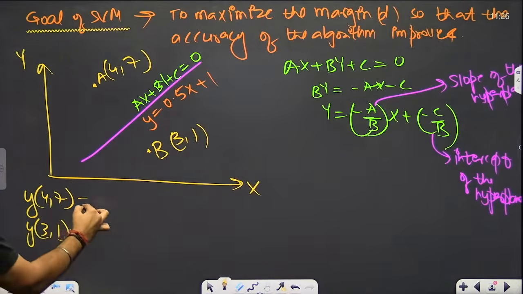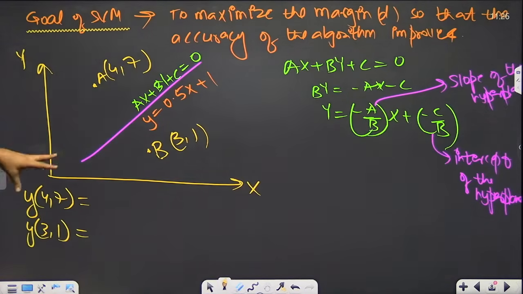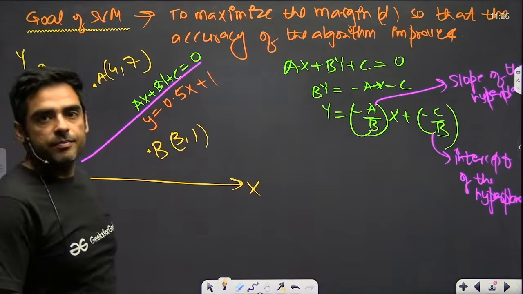Just calculate the value of these 2 points for this main hyperplane equation. Okay, everybody, please try this.